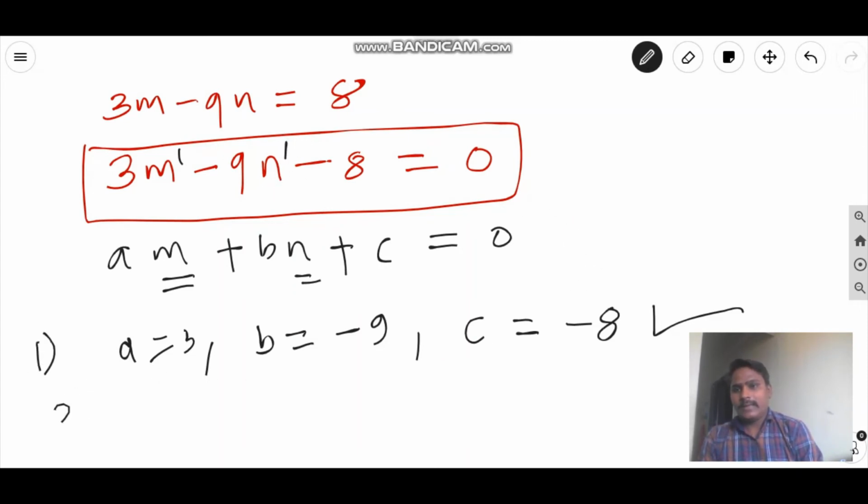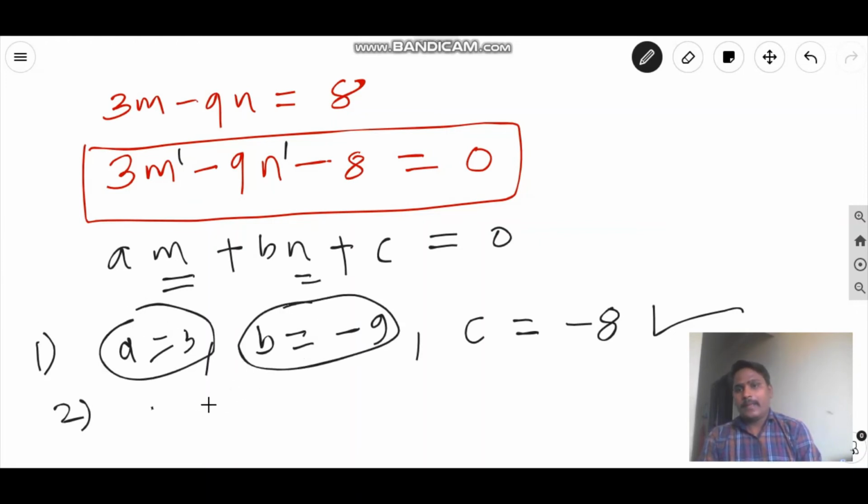First is this, second is that the highest power present is 1, and third is that a and b simultaneously must not be equal to 0. So the third condition is also satisfied. So this is a linear equation in two variables.